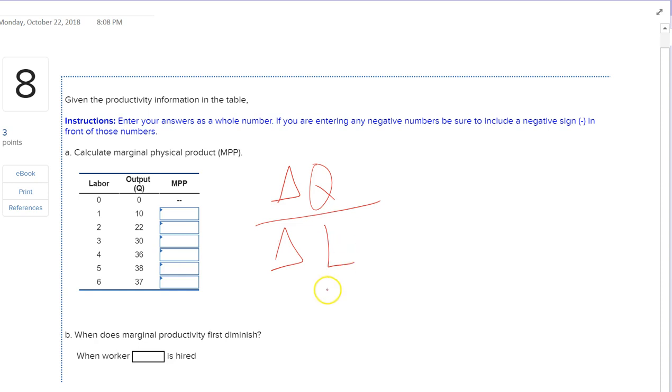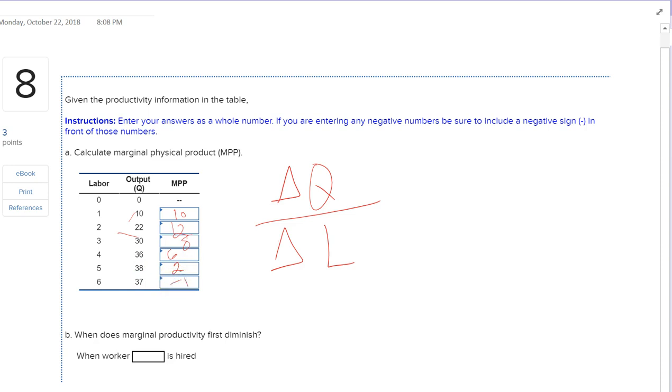And so the change in labor is 1 at every point, so it becomes a very simple matter of finding just the change in quantity output. So from 0 to 10 is 10. From 10 to 22 is 12, right? It's the difference between those two. From 22 to 30 is 8. From 30 to 36 is 6. 36 to 38 is 2. And then watch out here, because from 38 to 37 is actually a -1.